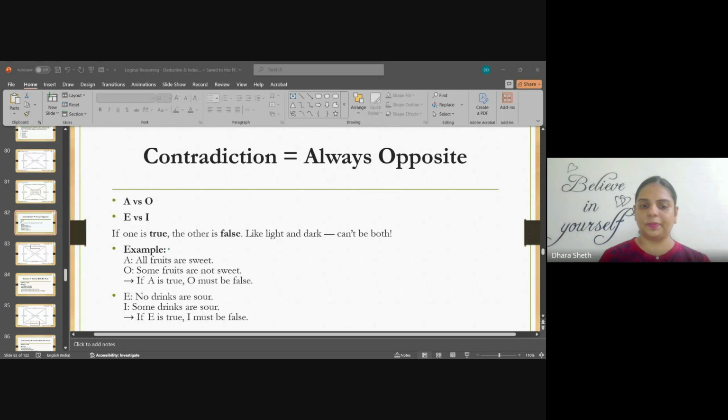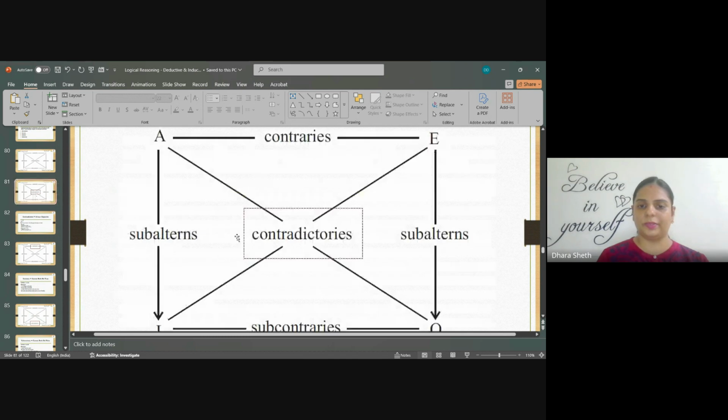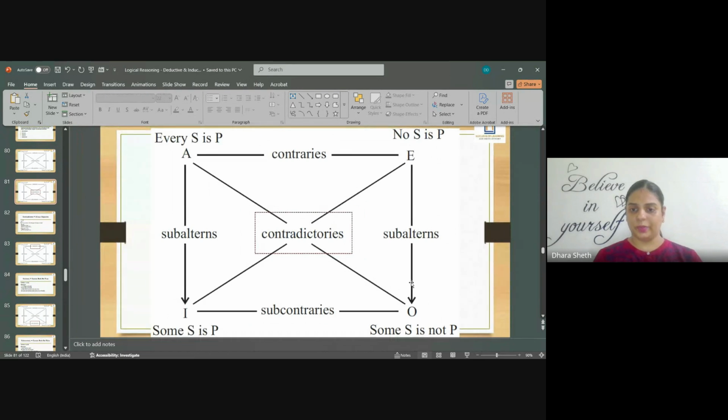E versus I. No S are P, some S are P. No drinks are sour, some drinks are sour. If E is true, I is false. If I is true, E is false. Clear with the concept of contradiction? Okay. So their relationship is here, here. The crisscross. AEIO, and in that, here lies contradictories in the center.